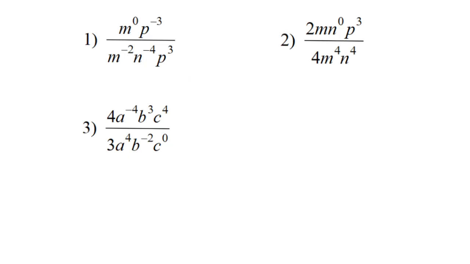All right, so these type here, I think, are kind of like the fun ones where you just sit there and you go from letter to letter to letter and you just do your thing. So here we go on number 1. I have an m to the 0. That's really just a 1. That's not even there. It's just like a coefficient of a 1.